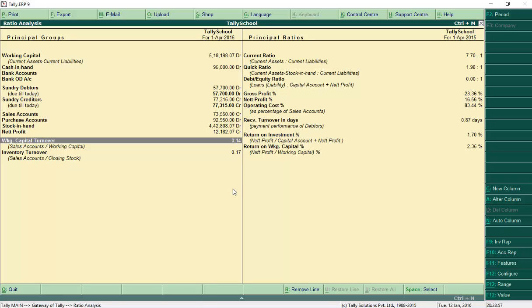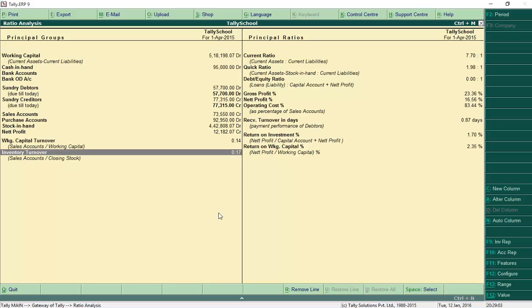The more you turn over, the better it is for business. So it is 0.14, which is not pretty good. Inventory turnover is also 0.17. So this is also not pretty good, but these are just examples, so I haven't done it as per business needs. Inventory turnover should be 2 or 3 times. It is only 0.17. So sales account upon closing stock means inventory turnover.